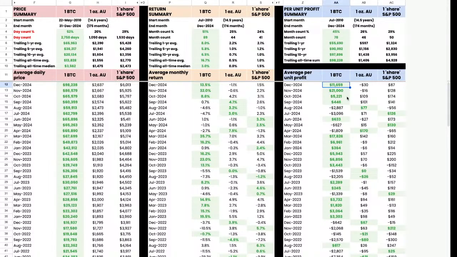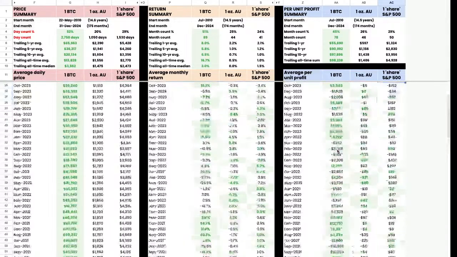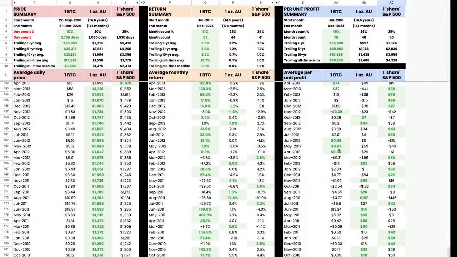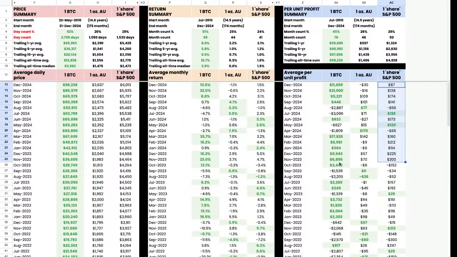So that's your average per unit profit. Of course, it could be a loss if it's negative, and sometimes it is. Look, it was negative here in August, July for Bitcoin. April's negative as well, a loss, negative profit. And on we go with gold, with S&P. Again, look at the changes here. They are overwhelmingly in favor of Bitcoin.